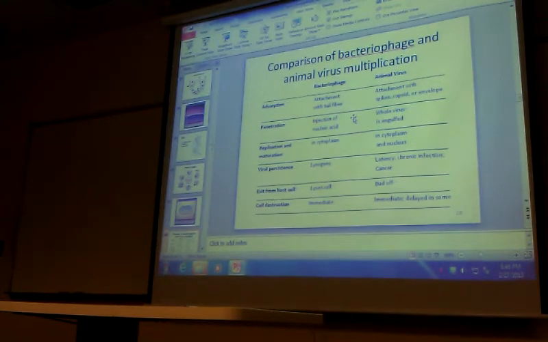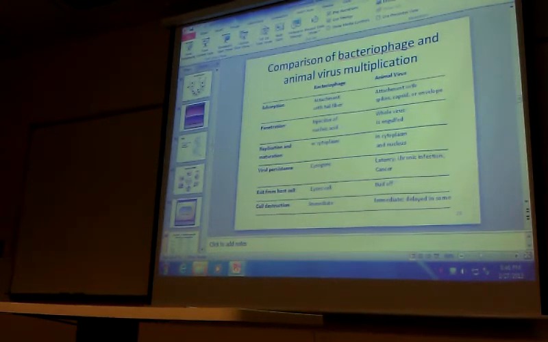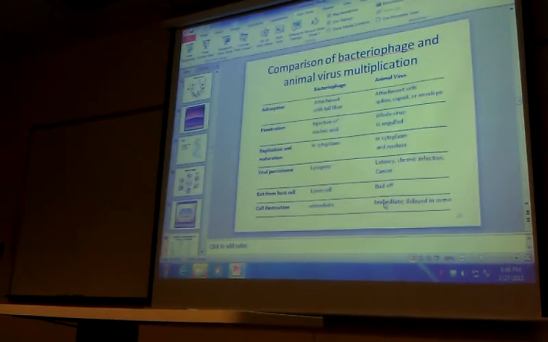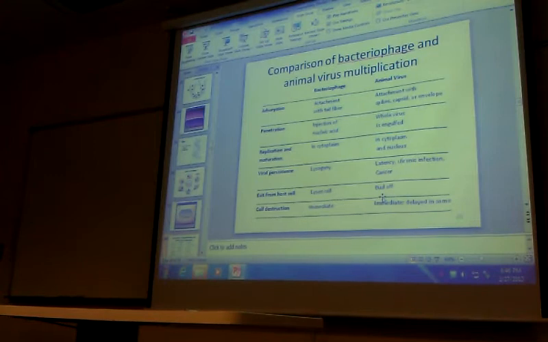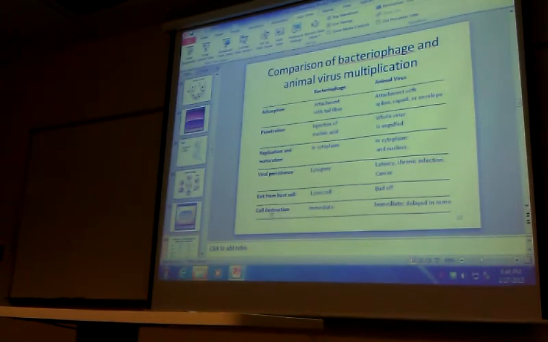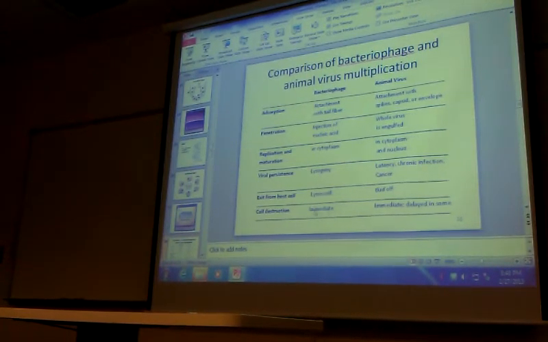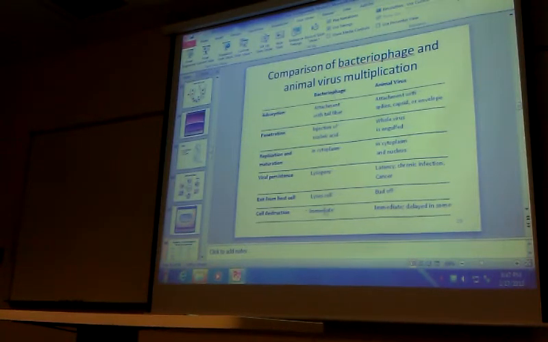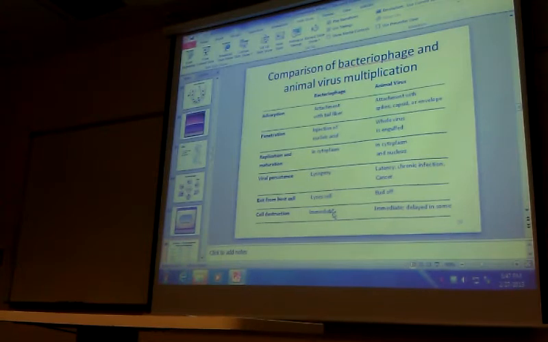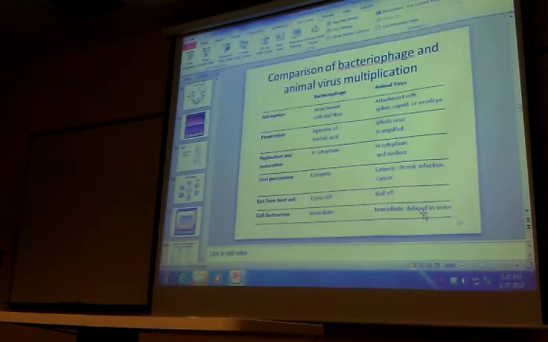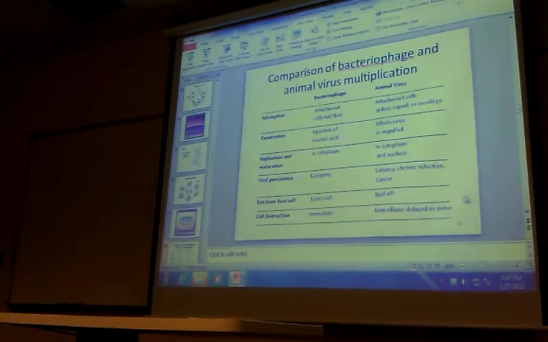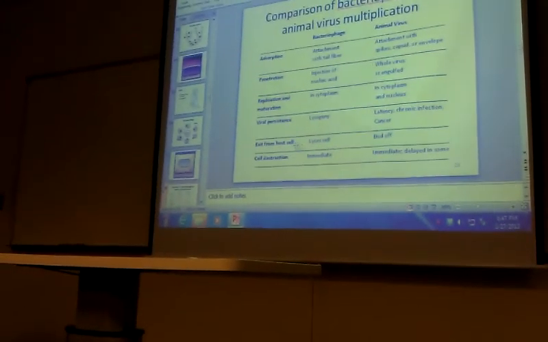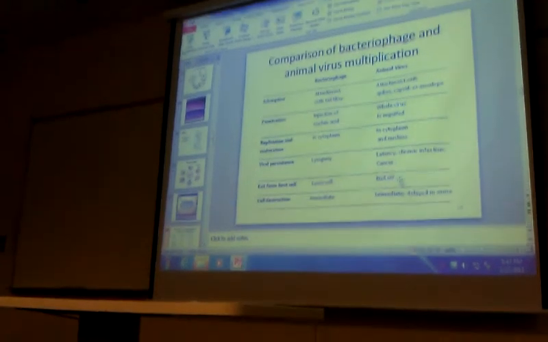So a little bit of reading here: a comparison between bacteria, phage, and animal virus. Lots of this stuff is the same, and pay attention to the stuff where it's different. The cell destruction is probably different here, because phage always destroy the cell immediately, and in the animal host it is delayed because of the way the virus gets out. In bacteria it lyses the cell, and in animals they bud out.